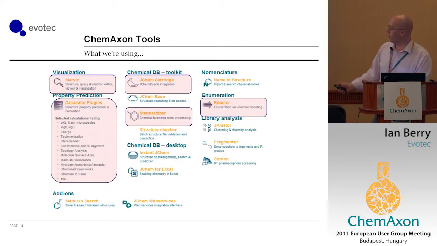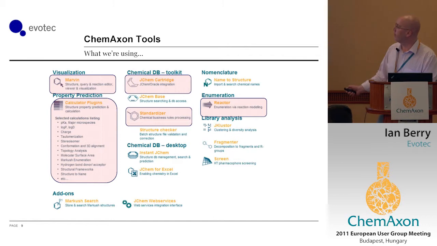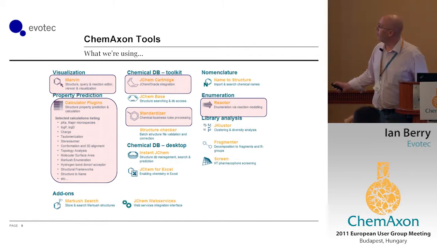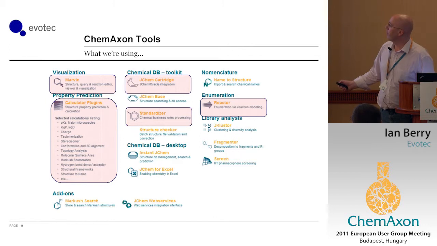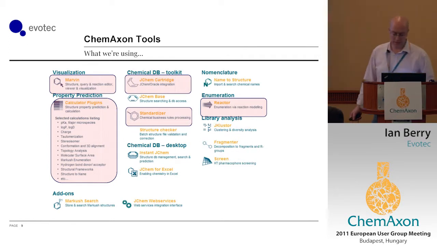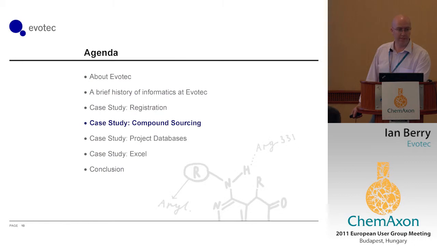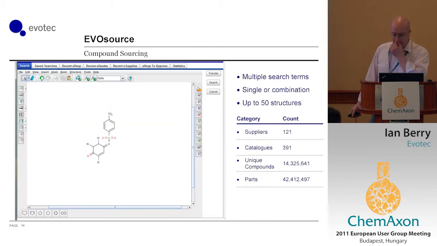And to give a quick summary of the tools we're using as part of that, I took the screenshot from the ChemAxon website. It's probably out of date, but still. Basically, we're using visualization, we're using Marvin, we're using lots of the calculator plugins, using Standardizer, the cartridge, and Reactor to do some simple enumeration processes. There are probably some more now, actually. I think Catherine's there.